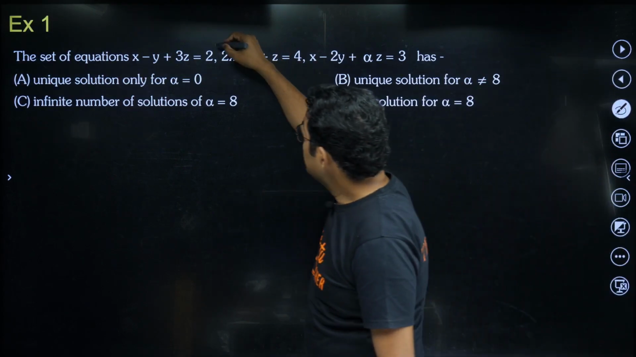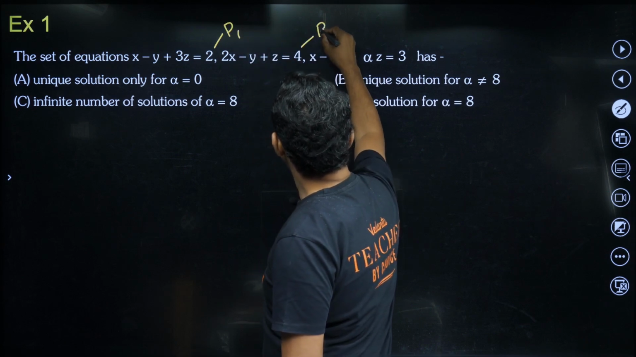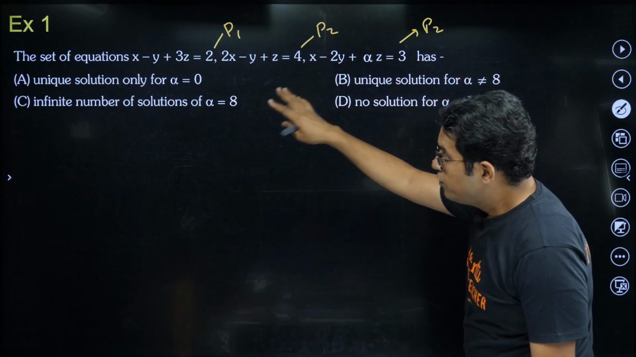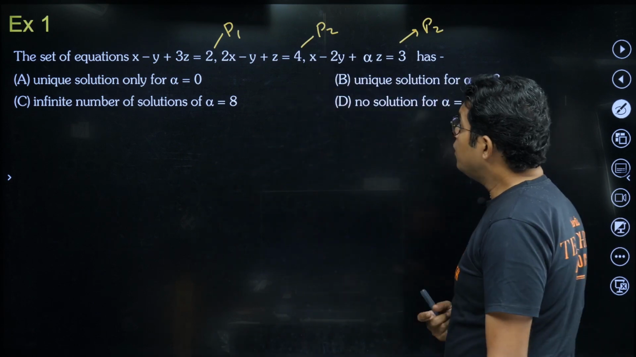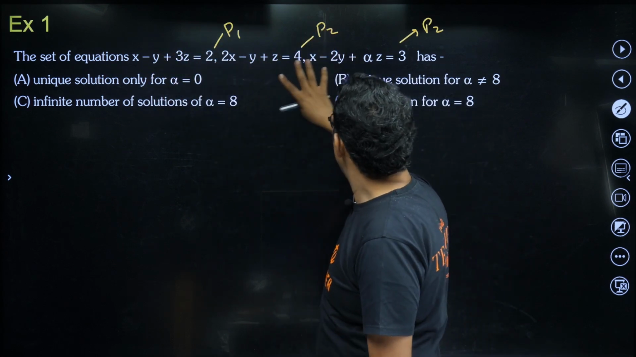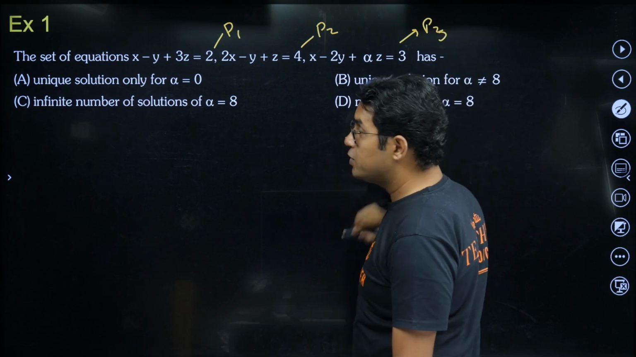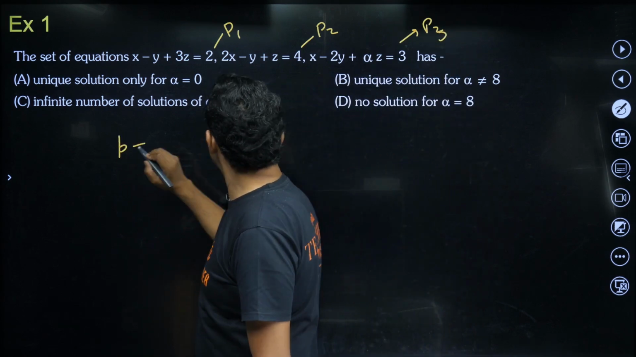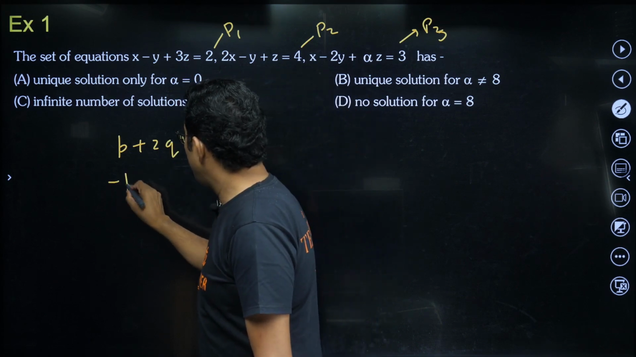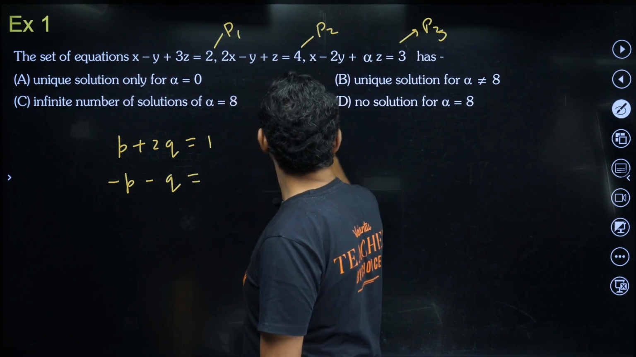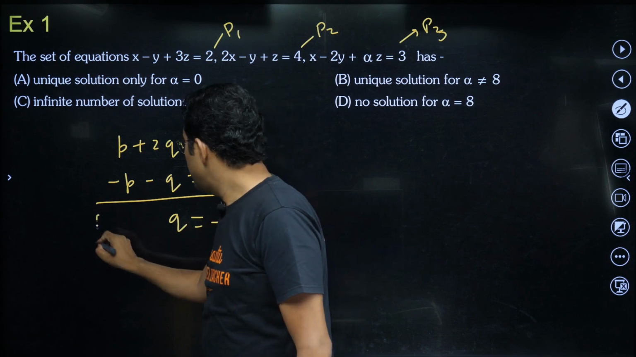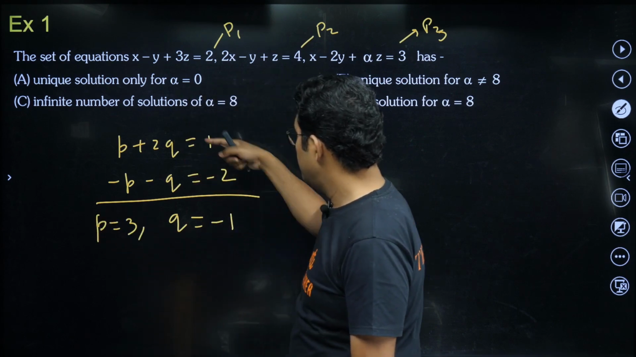Now we are given three planes, P1, P2, P3, and we have to find unique solution, infinite solution, no solution. So how do we do it? We will multiply P1 by small p, P2 by small q, and it should give me P3. So my first equation will become p plus 2q is equal to 1 here. For y, it will be minus p minus q is equal to minus 2. Now you solve it, you just add them, you will get the value of q as minus 1. And if you put it here, p value will be 3.